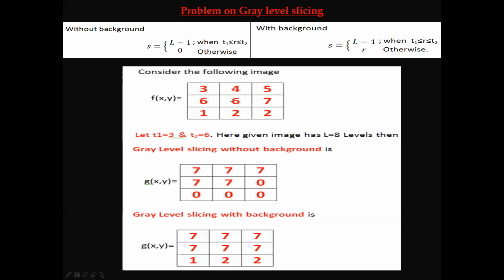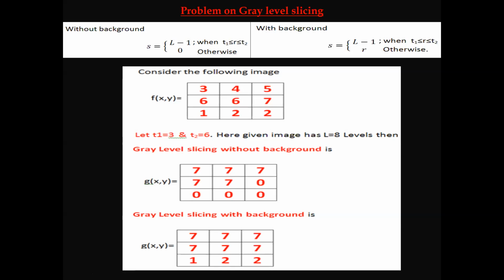We need to identify the value of L. Generally L will be 2 power k, so L equal to 2 power 1, 2 power 2, 2 power 3, like that we need to consider. Suppose L equals 2 power 1: that means only two intensity levels, 0 and 1. But here we have values more than 1. 2 is there, 3 is there, 4, 5, 6, 7 are there. Even if we take 2 power 2, the total is 4, so 0 to 3, and there are more than 3 values.